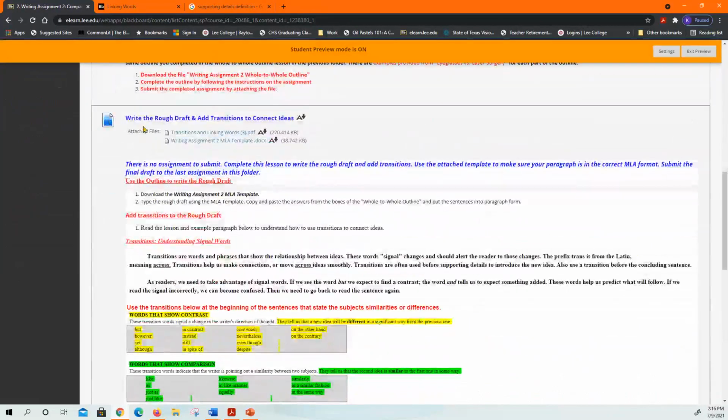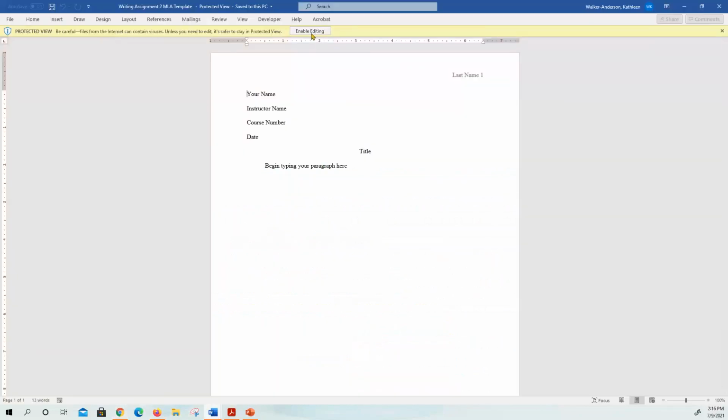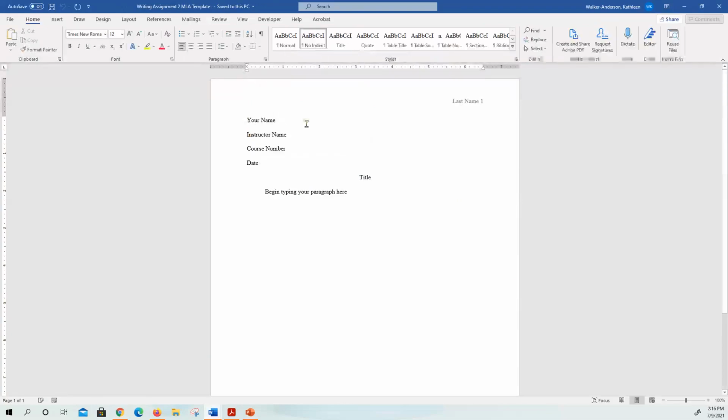And now this isn't an assignment right here that you turn in. You don't have to turn in your rough draft, you just want to turn it in once you get it to the final draft. This is the template to use to write the paragraph, and I've already downloaded it, so I'm going to bring it up. You have to click Enable Editing, and you want to replace this information.